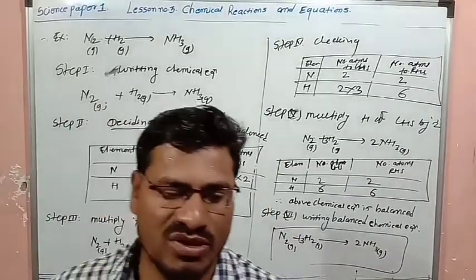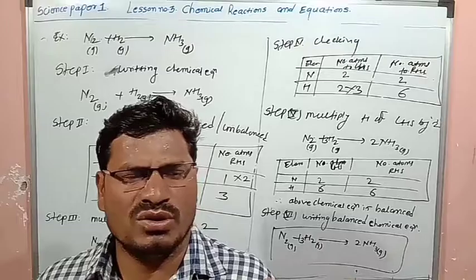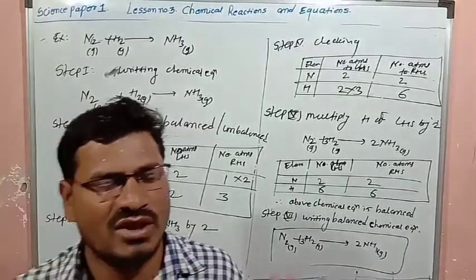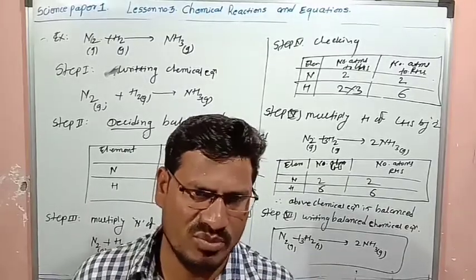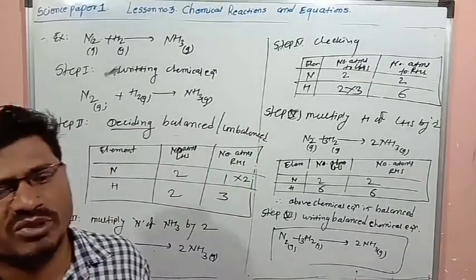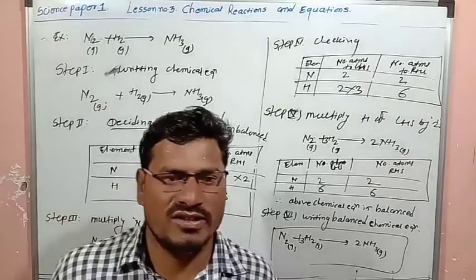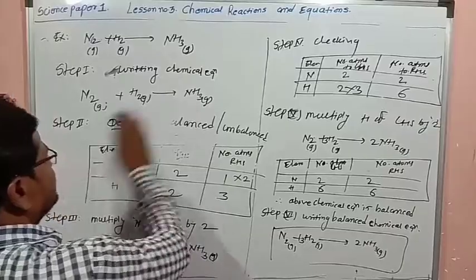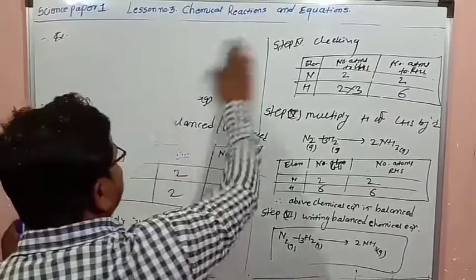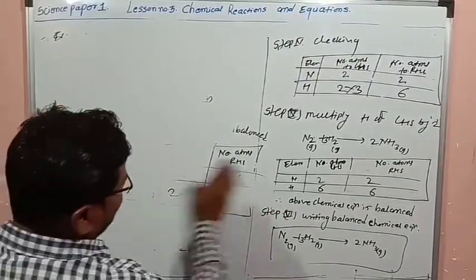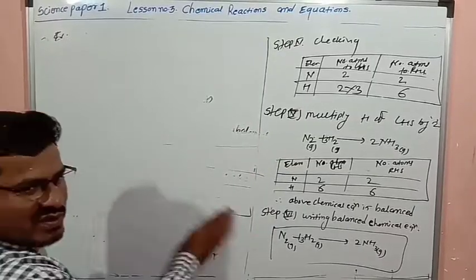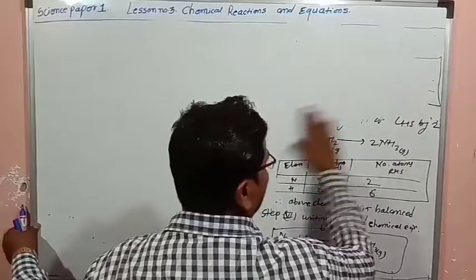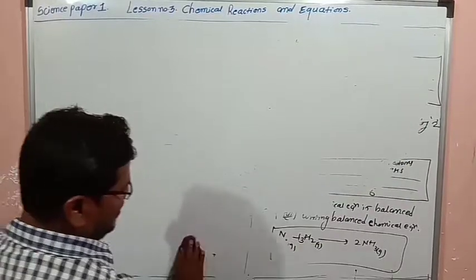After this, the next question is there. In the second question you have to write a balanced chemical equation. One example is given and you have to write the balanced chemical equation: calcium chloride plus sulfuric acid. After this, under 'use your brain power', the next second question is there: calcium chloride plus sulfuric acid, a word equation is given and you have to write the balanced chemical equation.